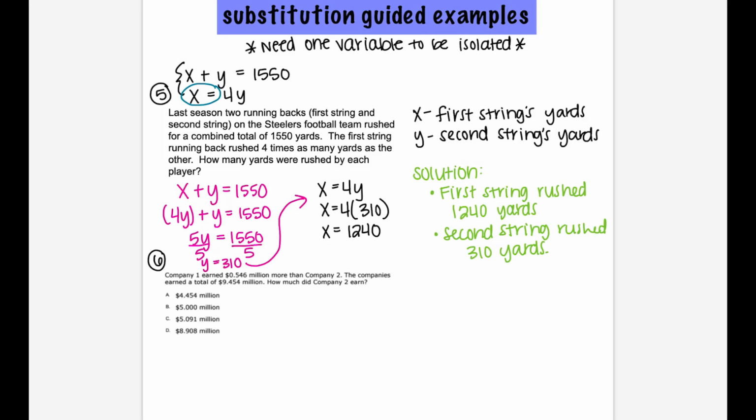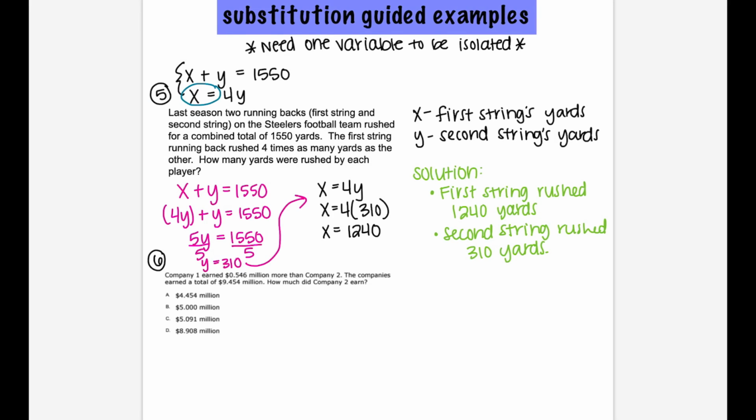Number 6. Company 1 earned $0.546 million more than Company 2. The companies earned a total of $9.454 million. How much did Company 2 earn?